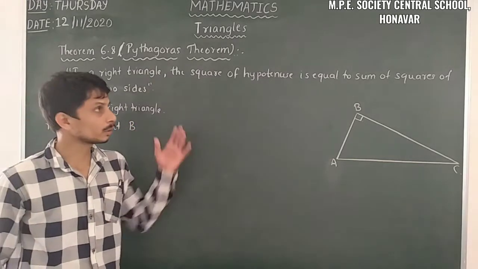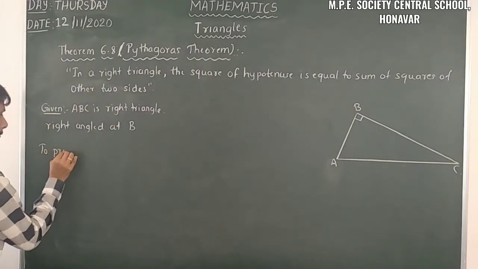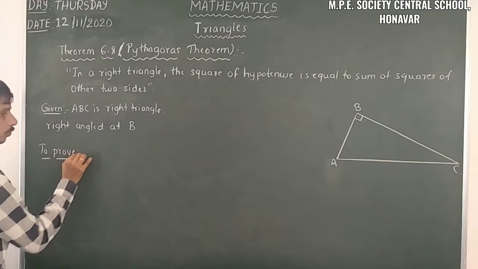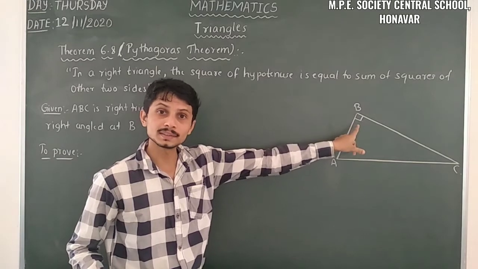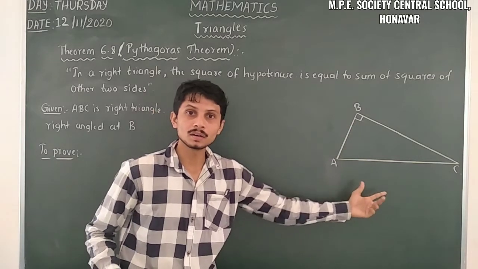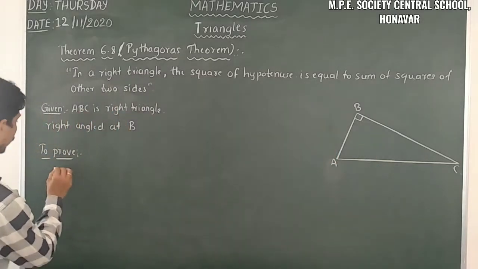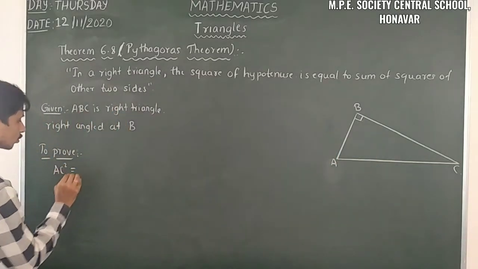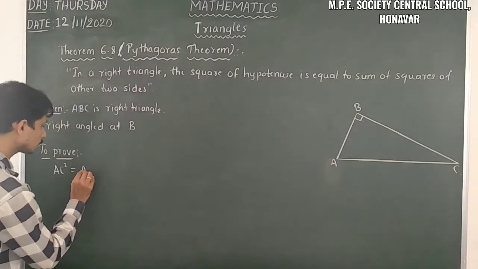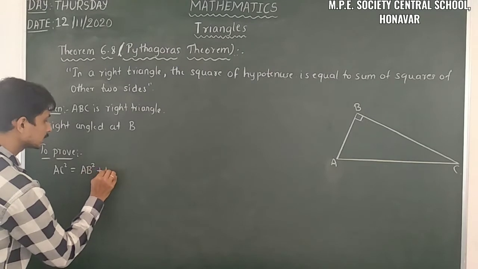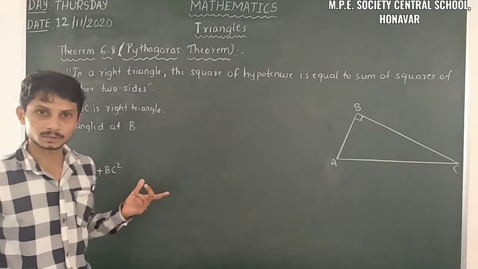Yes. Then what we have to prove here? To prove. Just observe, it's a right angle, means the opposite of this right angle we have a hypotenuse. So hypotenuse AC square is equal to AB square plus BC square. It is AB square plus BC square. So here we have to prove this one.